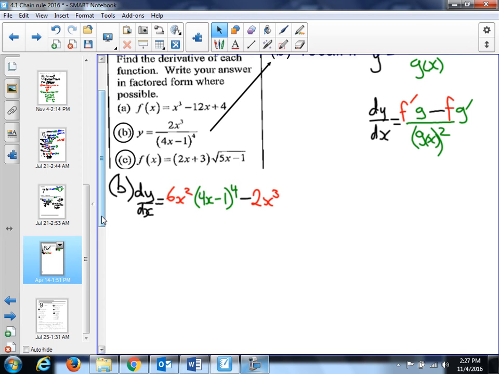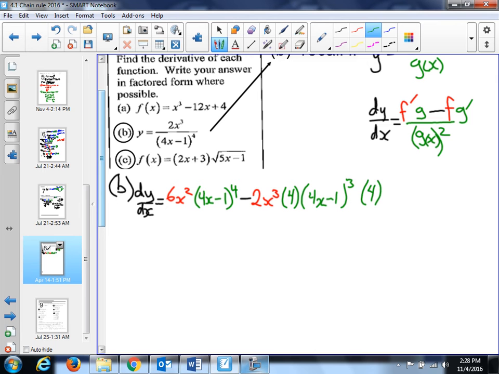So we do the derivative of the outside function. Something to the 4 becomes 4 something cubed. I'm going to use a bracket here to show that it's multiplication. You leave the inside alone, then the derivative of the inside, correct? 4. Now, this 4 I have from the derivative of the inside. This 4 is from the exponent, bringing it down. It's only coincidence that it's the same.